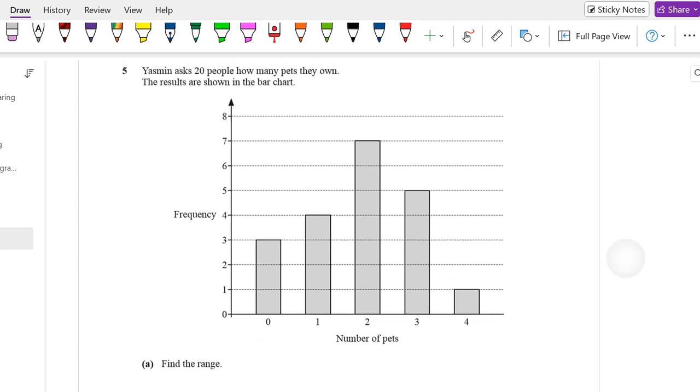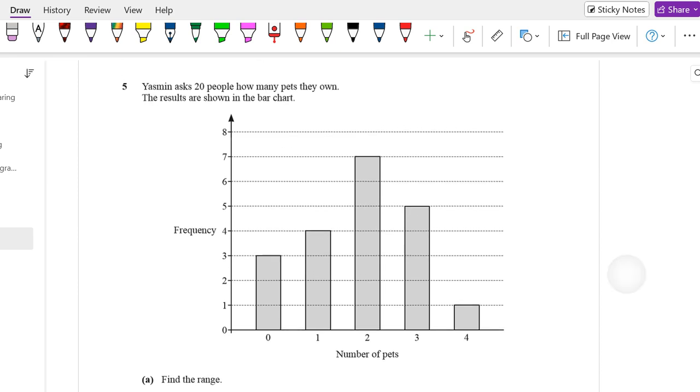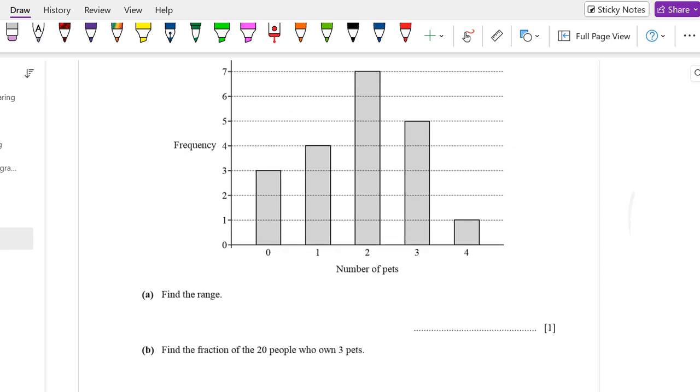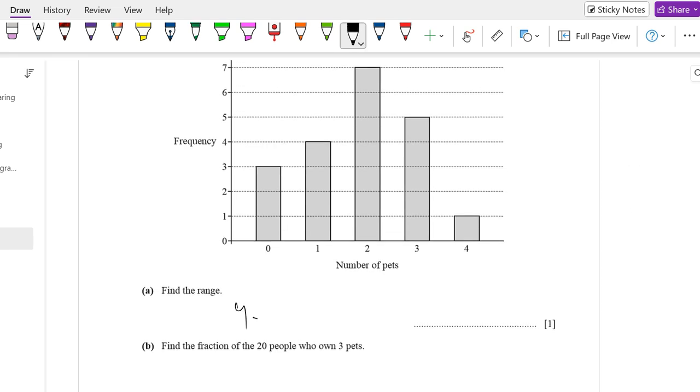Find the range. So for these type of questions, range is always from the x-axis. So 4 minus 0, highest minus lowest, 4 will be the range.